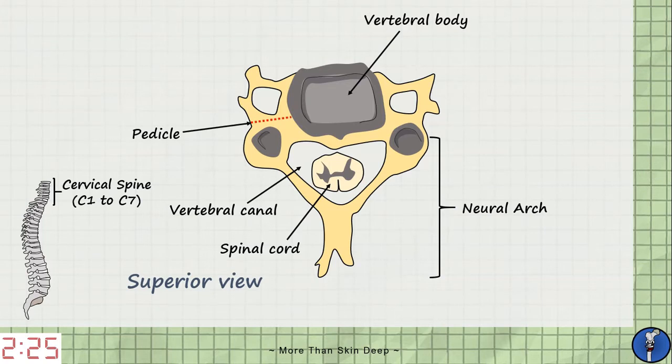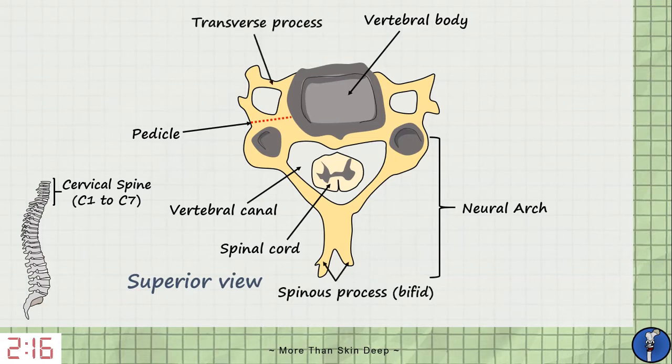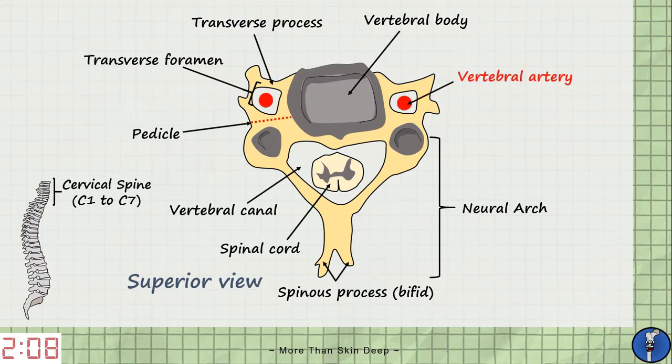Posteriorly, there are 3 processes which protrude from the neural arch. These are the spinous process, which in the cervical spine is bifid, meaning it splits into 2 parts, and 2 transverse processes laterally, which enclose the transverse foramen. The transverse foramens are traversed by the vertebral arteries which enter the neurocranium via the foramen magnum. The bony intersection between these processes is known as the lamina.